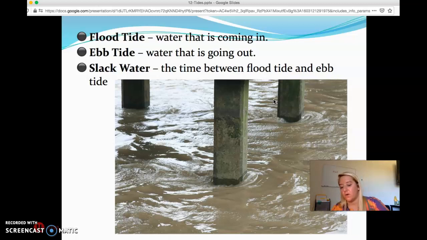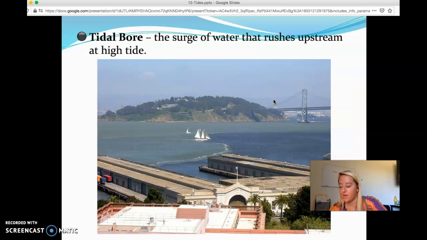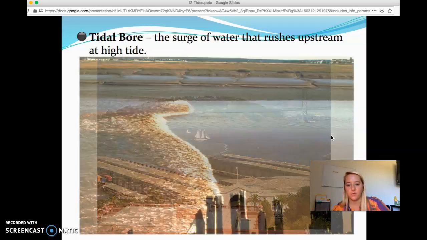All sailor or ocean terms, not necessarily something that I would ask you in science class, but good to know. We're expanding our vocabulary. And the last thing that we are doing on this set of notes is called the tidal bore, and it is the surge of water that rushes upstream at high tide. You can see it pretty clearly right here. So that's the water that is coming in during high tide from the ocean, with it anything that was in the ocean as well.